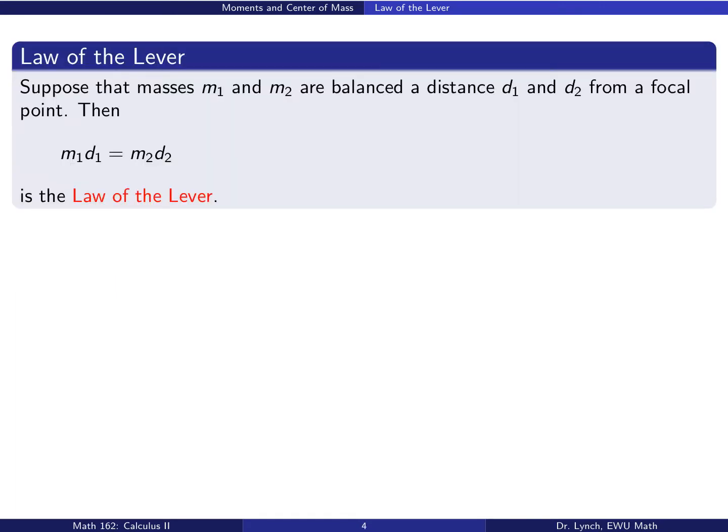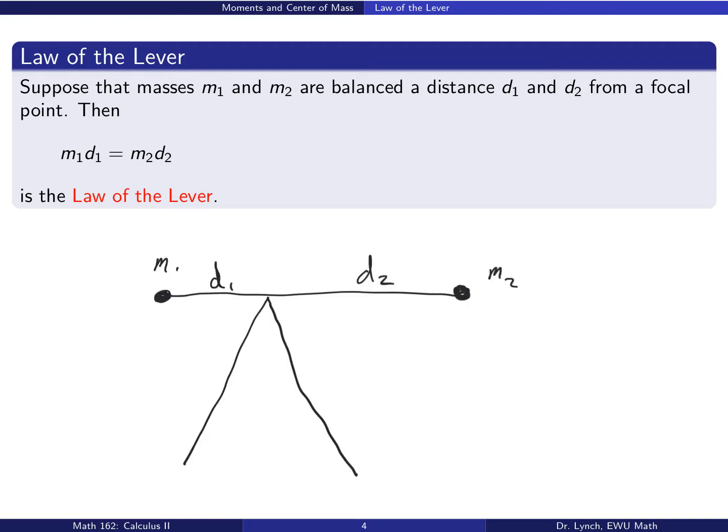So here's the law of the lever. Suppose that you have mass 1 and mass 2 balanced at distances d1 and d2 from some focal point. It turns out then that m1 d1 is m2 d2. So this is the old teeter-totter idea. You can imagine that if one person is heavier than the other, you'd have to place the fulcrum off center in order to balance the weight of one person on the weight of the other. So again, that's called the law of the lever.